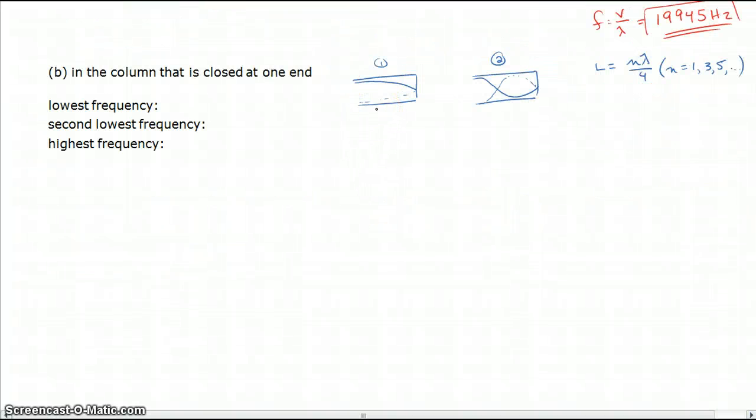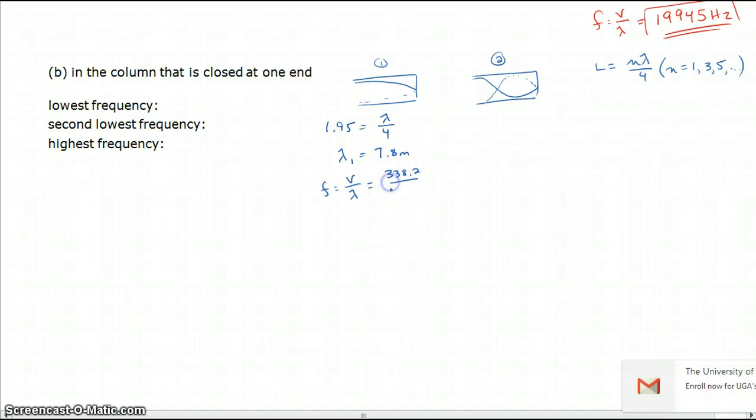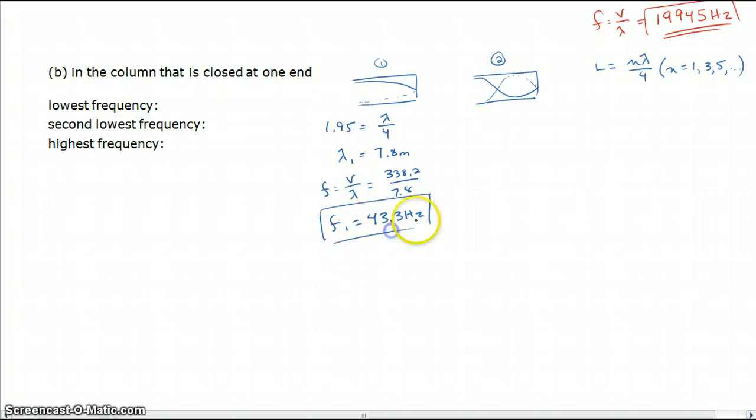All right, so let's see what happens now when I do this. I'm going to take the length of my column, 1.95 meters. That's the same in all cases. 1.95 meters equals lambda over 4, because if n is 1, that just kind of goes away. That means my first wavelength is 7.8 meters. Different from what I had if it was an open tube, but my frequency, following the same pattern here, is v over lambda, which is 338.2 over 7.8, which gives me my fundamental frequency of 43.3 hertz, which is within the hearing range, so that works.